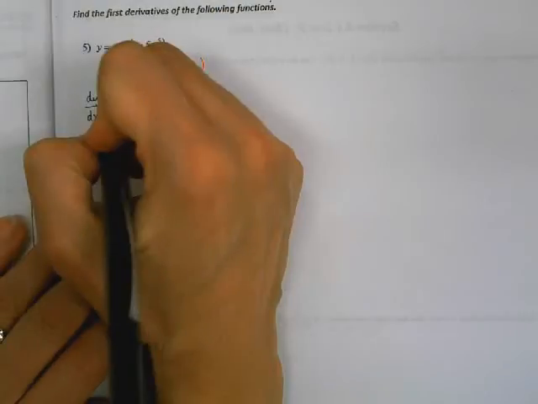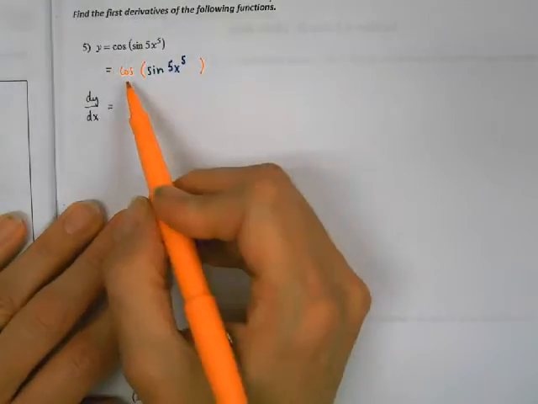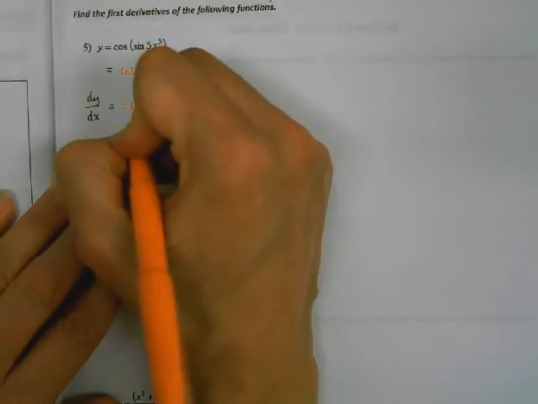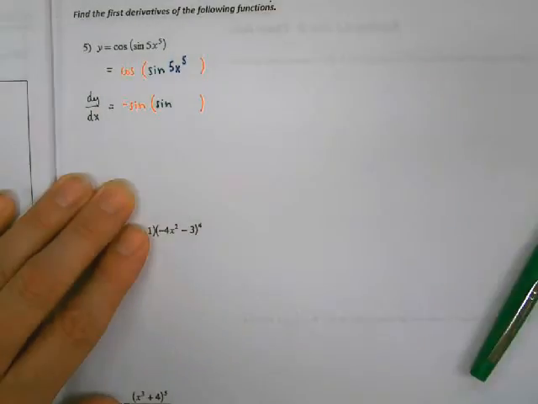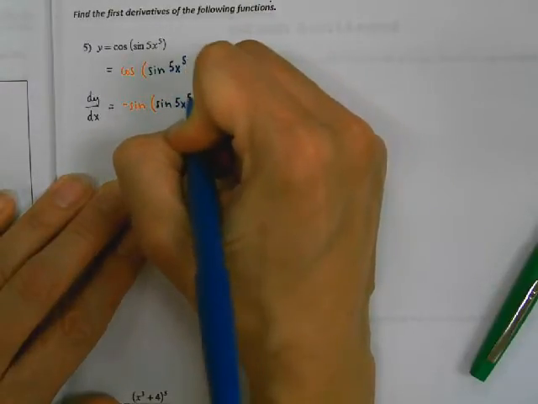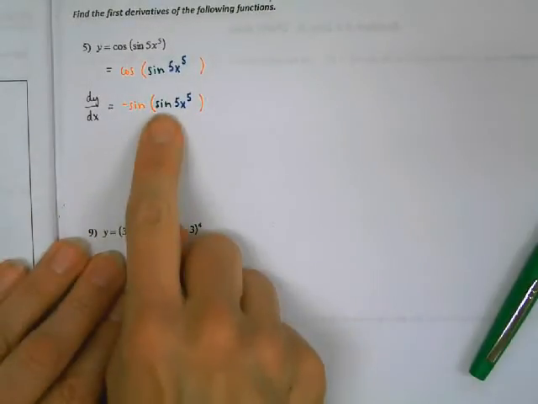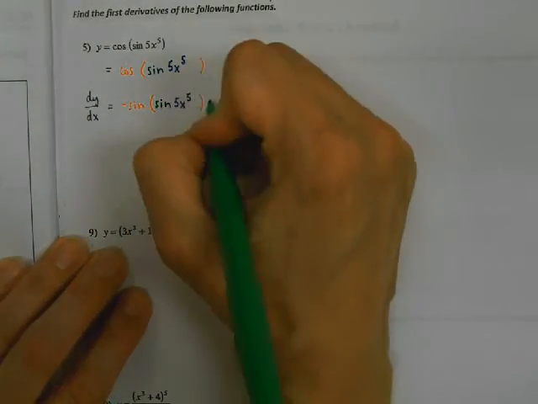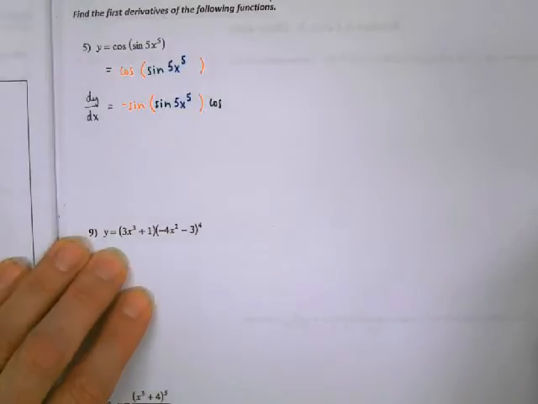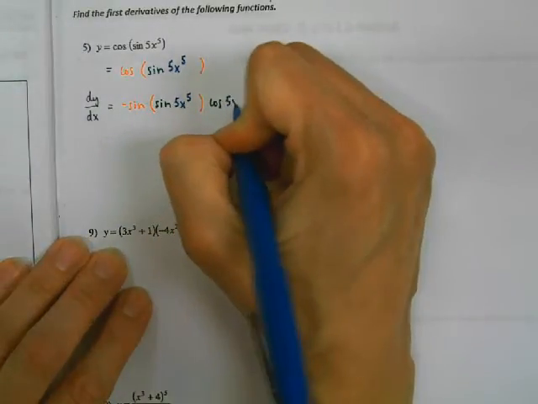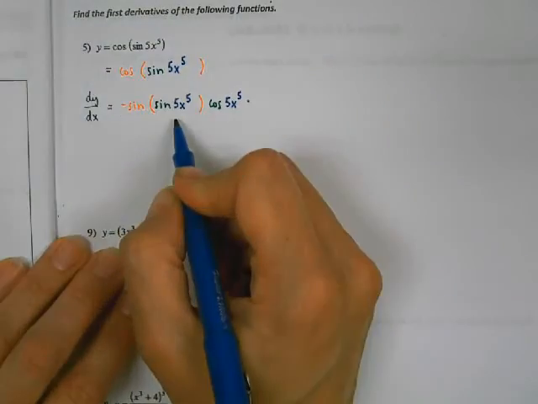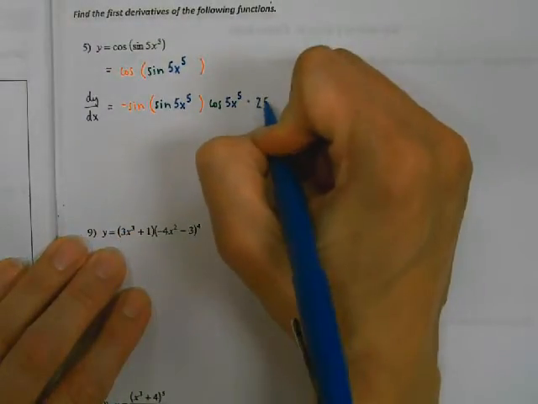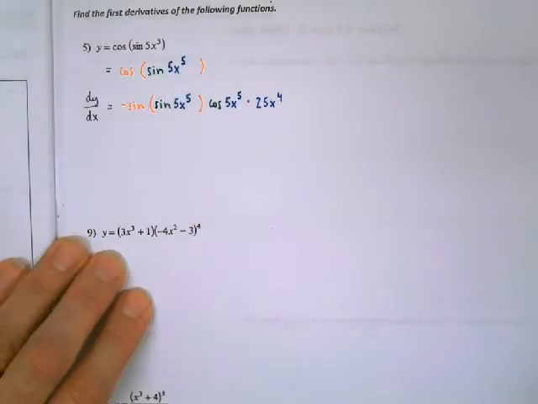So my derivative of y with respect to x, I start with the derivative of cosine, which is negative sine. Everything inside the parentheses stays the same. Next thing I go after is my sine function here. I know the derivative of sine is cosine. And again, it's cosine just of 5x to the 5th. And then the last thing I do is multiply by the derivative of 5x to the 5th, or 25x to the 4th.